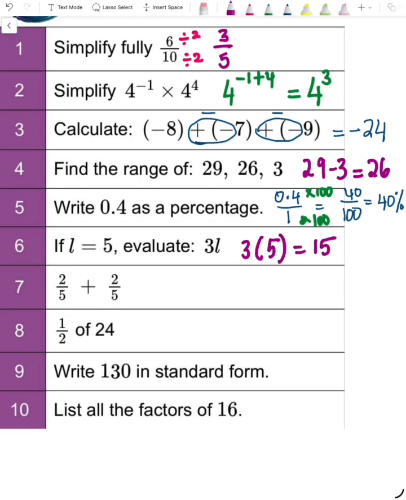Adding fractions. When we're adding fractions, as long as my denominator is the same, I can add my numerator. So 2 plus 2 is 4. The denominator stays the same because we're adding part to part.